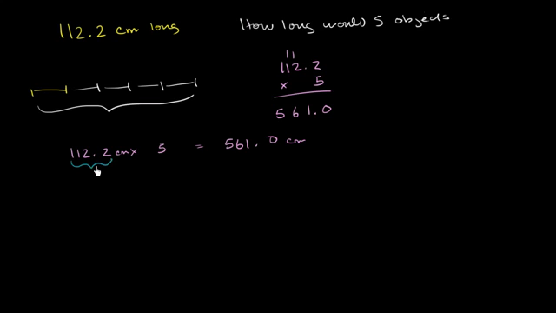In this measurement, you had 1, 2, 3, 4 significant figures. But there might be a temptation for you to say, wait, I'm multiplying that by something that only has one significant figure. 5 is only one significant figure. So shouldn't my answer only have one significant figure? And that would be completely wrong. That would be a disaster.